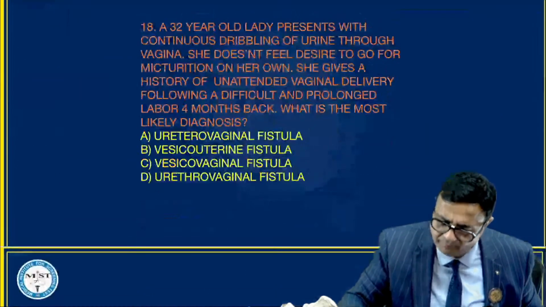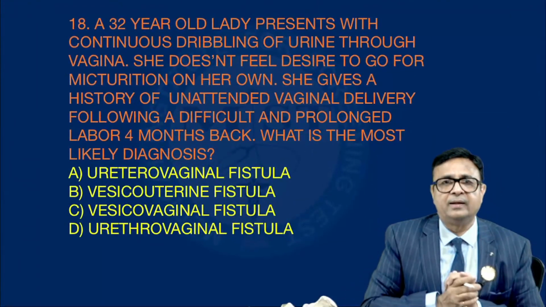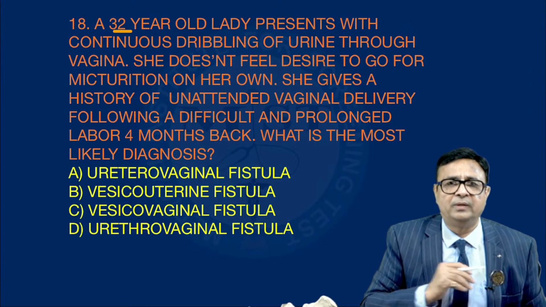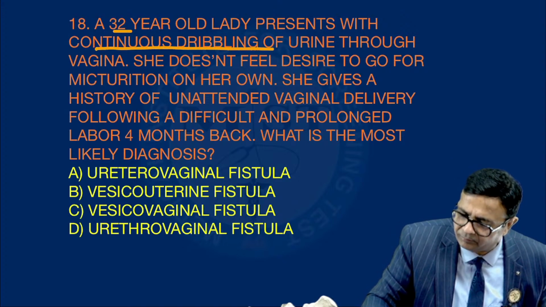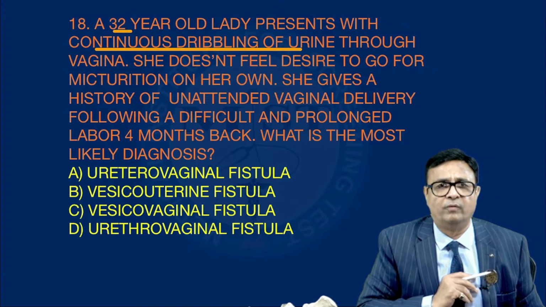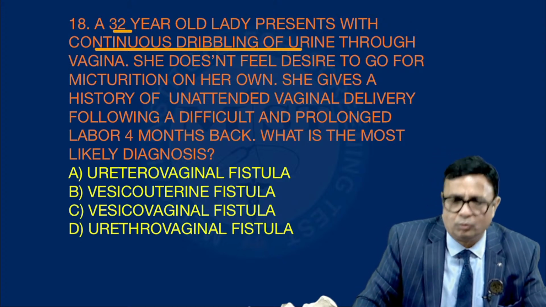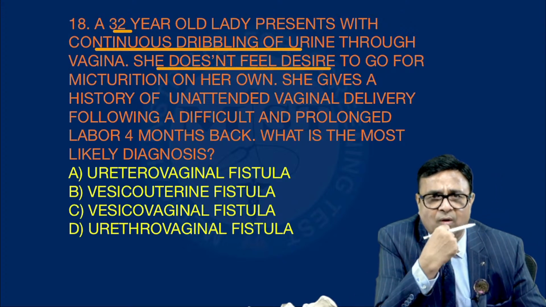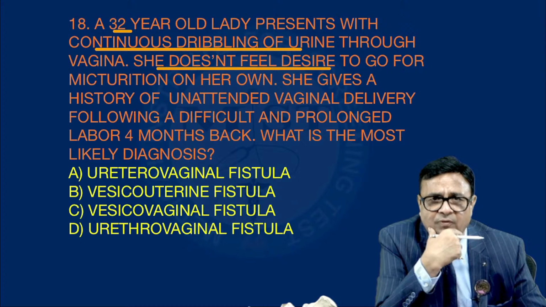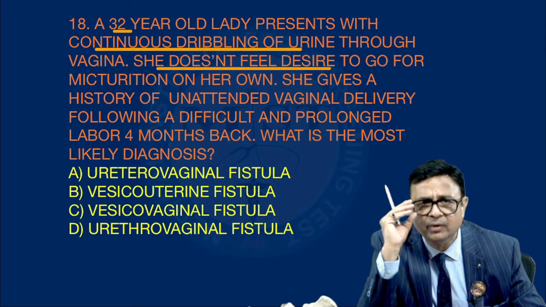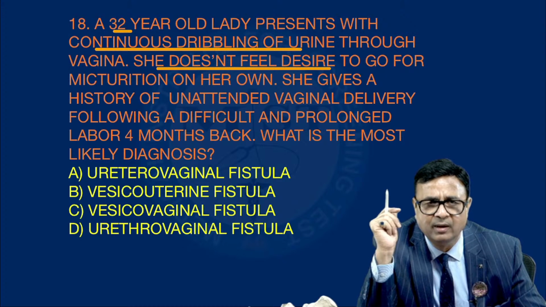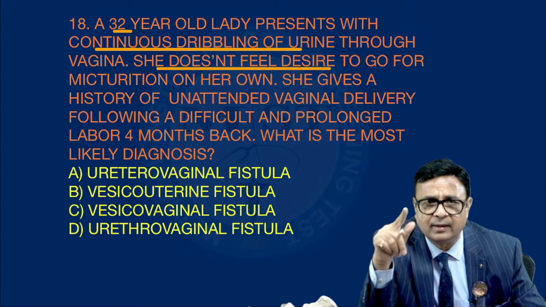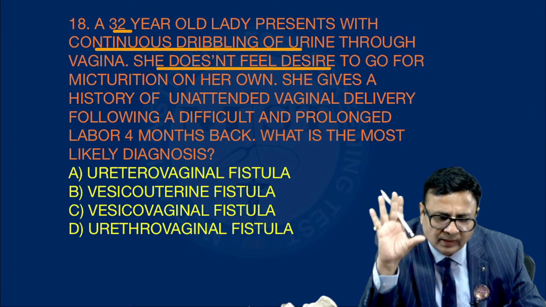Another question. A 32-year-old lady presents with continuous dribbling of urine through the vagina. She doesn't feel the desire to go for micturition on her own. She gives a history of unattended vaginal delivery following a difficult and prolonged labor 4 months back. What is the most likely diagnosis? Her age is 32, continuous dribbling of urine, and she doesn't feel desire.